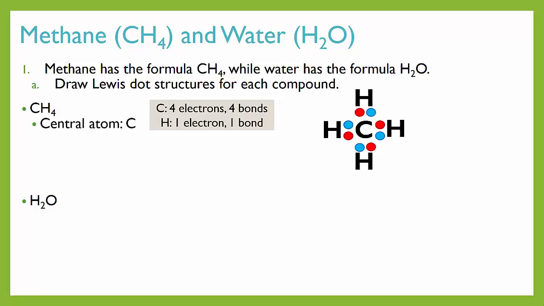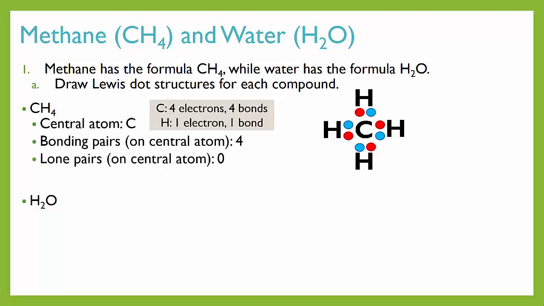My central atom is carbon. And there are 4 bonding pairs, that's 4 bonding groups on the central atom. And there's no lone pairs on the central atom. So if we use our VSEPR chart, then we see that the shape for this particular molecule is going to be tetrahedral. We're going to go through the same procedure for water.